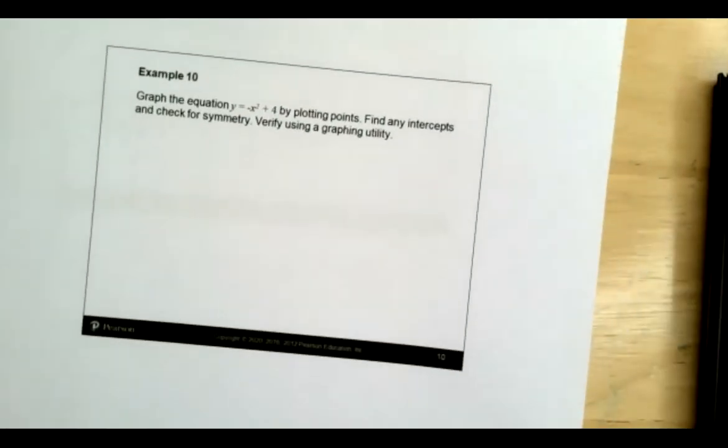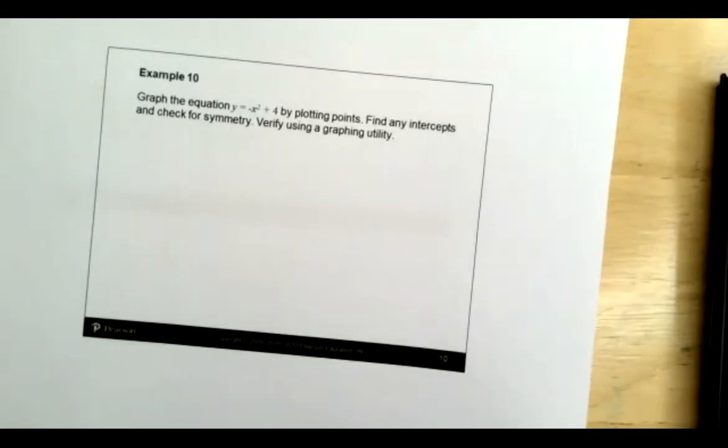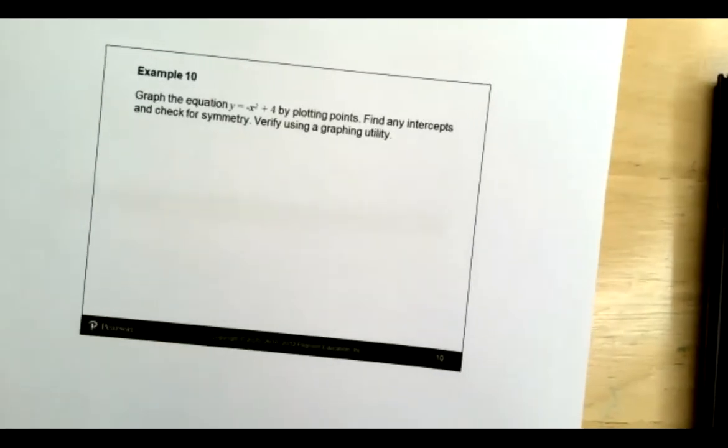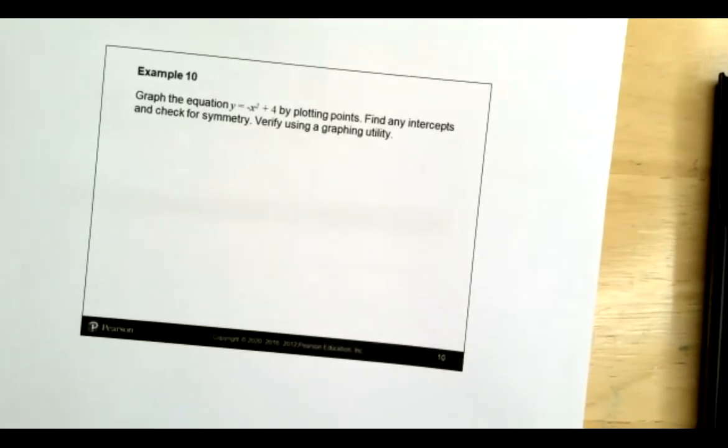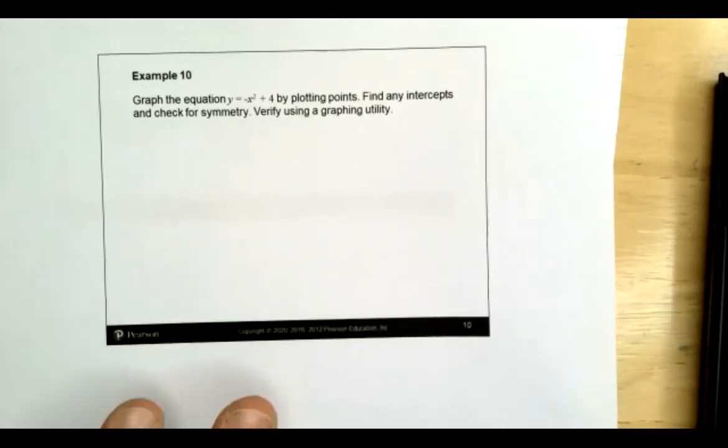Finally, they ask us to graph the equation y equals negative x squared plus 4 just by plotting points. Find intercepts and check for symmetry. Do you feel comfortable doing that? Remember, your intercepts are very important, okay?